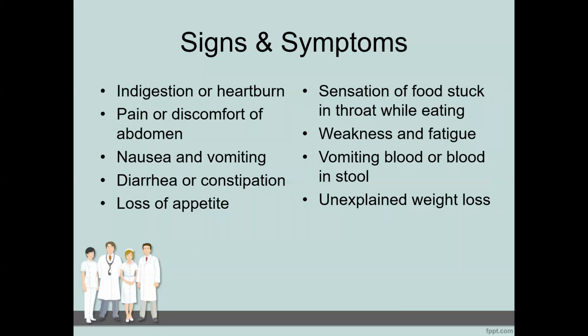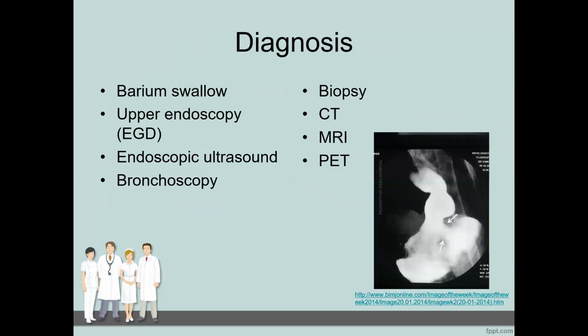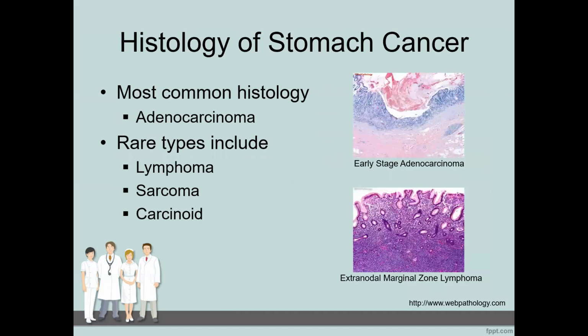Signs and symptoms for stomach cancer may include any of these listed here. Diagnostic tests for stomach cancer are the same as with esophageal cancer. I've got an illustration here, which is a barium swallow study, and it's outlining the stomach, but it's demonstrating an apple core appearance in the middle, identified with these arrows, in the middle part of the stomach, which is a highly suspicious indication of a stomach cancer. So that's kind of what the barium swallow looks like for stomach cancer.